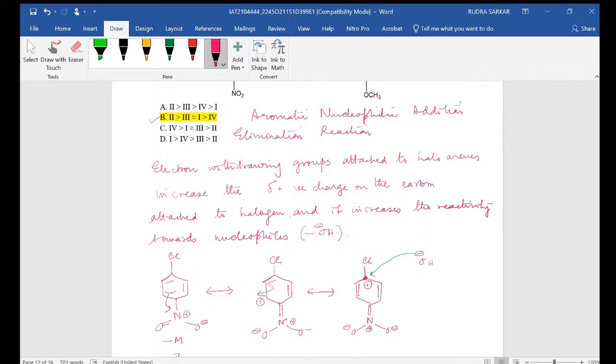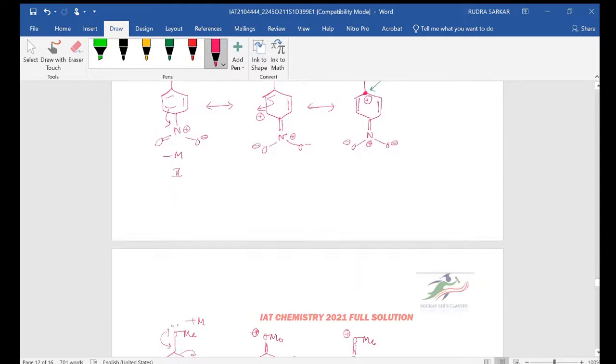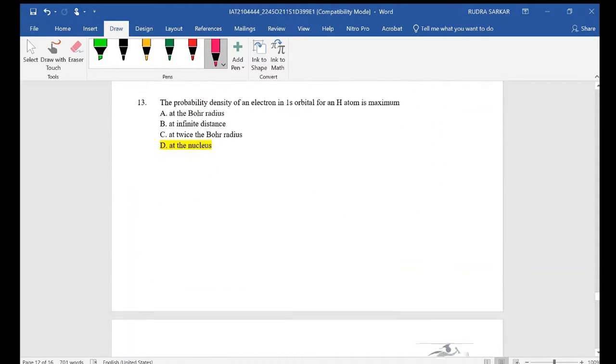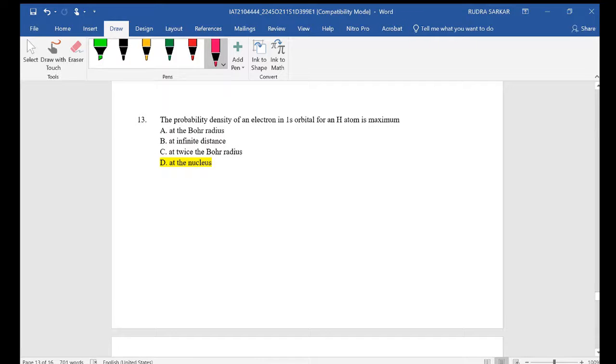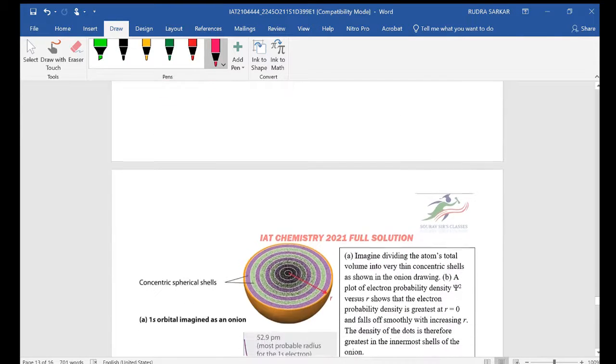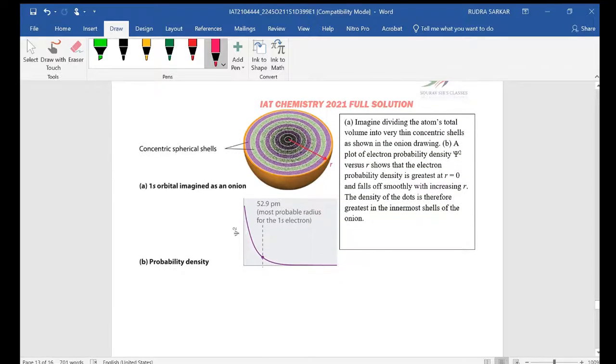Next question: the probability density of an electron in the 1s orbital for the hydrogen atom is maximum, and the options are: at the Bohr radius, at infinite distance, at twice the Bohr radius, at the nucleus. To explain this, let us consider this particular diagram.